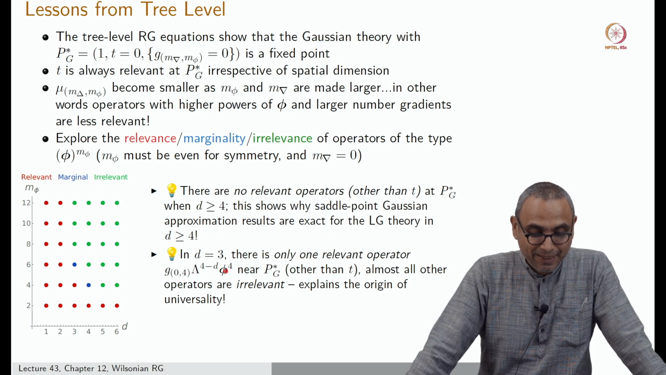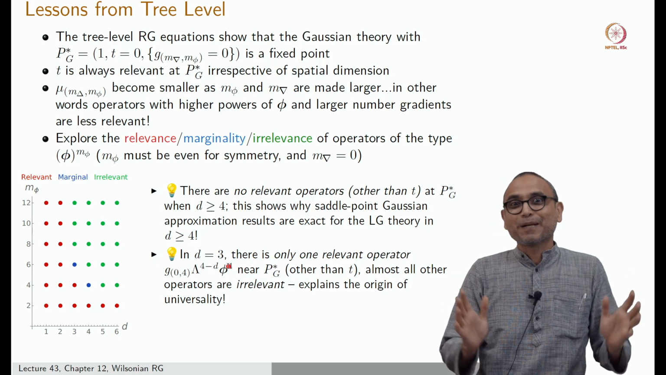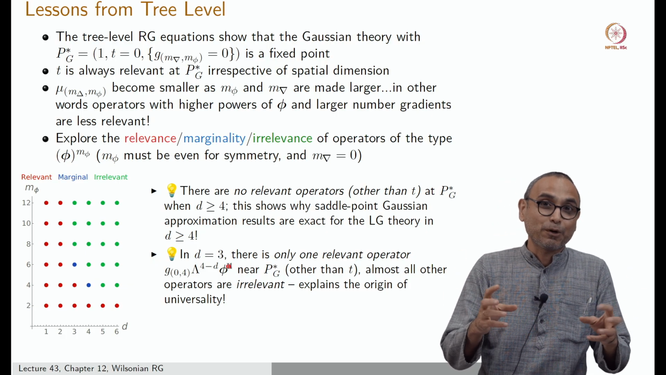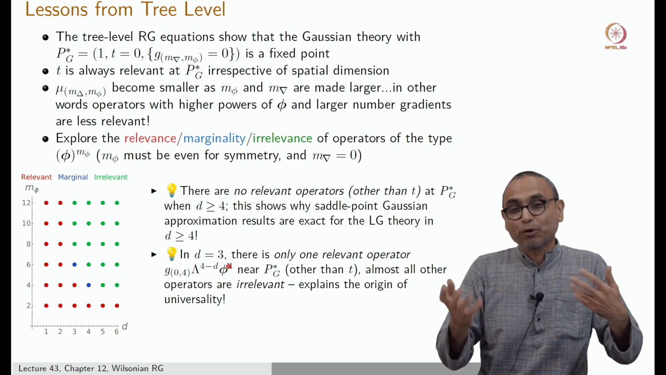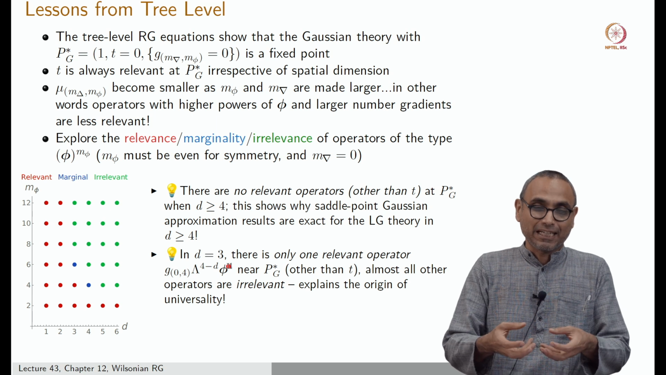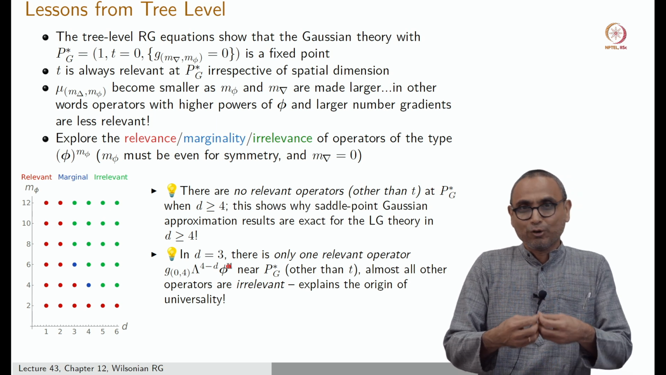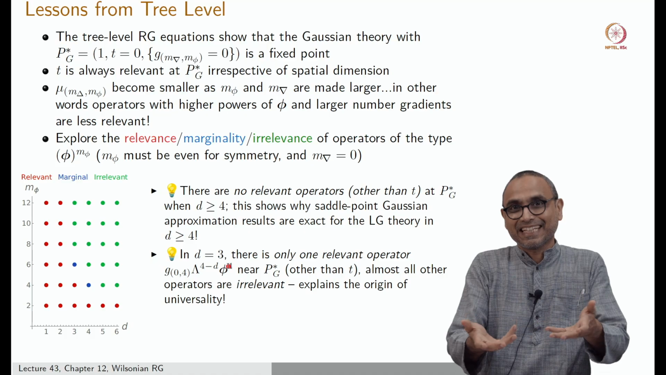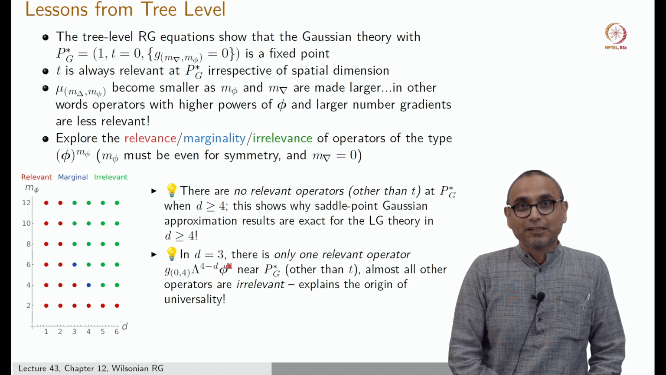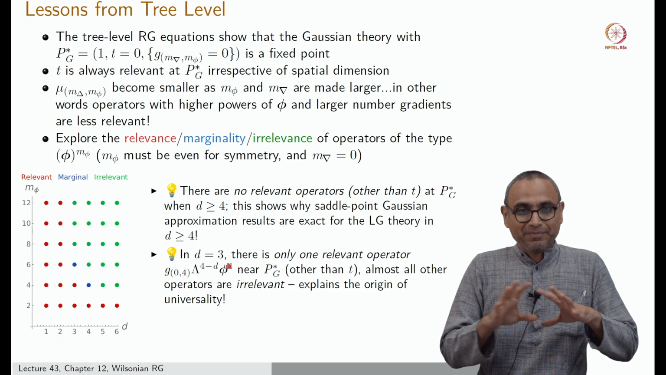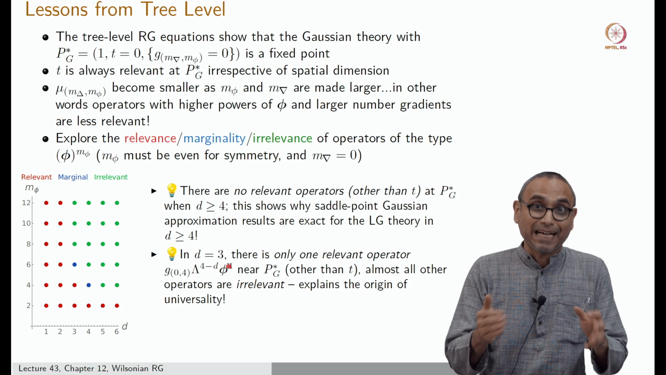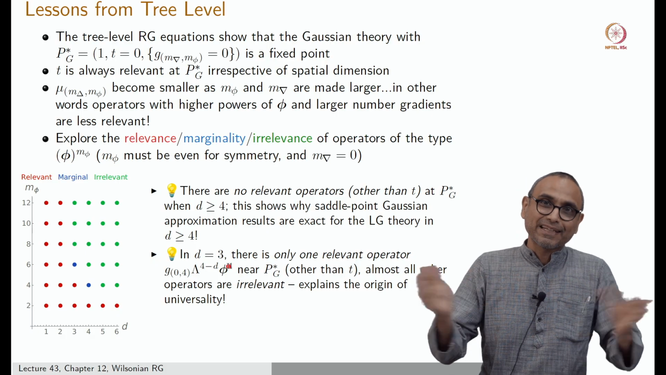Okay. And now you see this also explains the origin of universality. We said that near a critical point there will be only a few relevant operators. So you can see that if you are in d equal to 3 near the Gaussian critical point, there are only two relevant operators: there is this t and there is this other phi^4 operator. So it tells you that near critical points there will be only a few relevant operators, and it comes from this dimensional analysis story. All other operators are irrelevant.